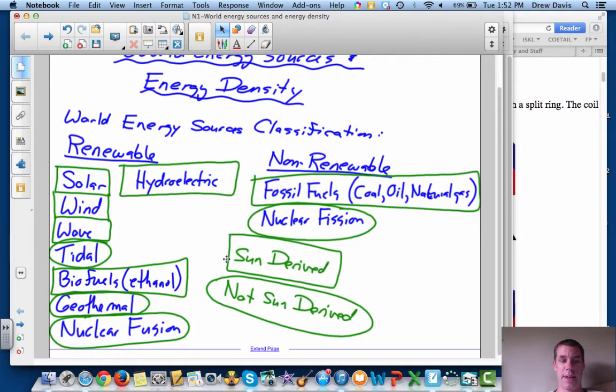And then the rectangles are sun-derived. These are sources of energy that originated from the sun. So solar obviously is sun-derived. Hydroelectric is sun-derived because hydroelectric energy is essentially evaporated water that goes up into the atmosphere, falls at a greater elevation, and then we use a waterfall to collect the energy. So again, without the evaporation, we would have no hydroelectric power. Wind is the sun creating different pressures at different points on the earth, and the air molecules moving from the high pressure to the low pressure, and that's what creates wind, and so that's essentially sun-derived as well.